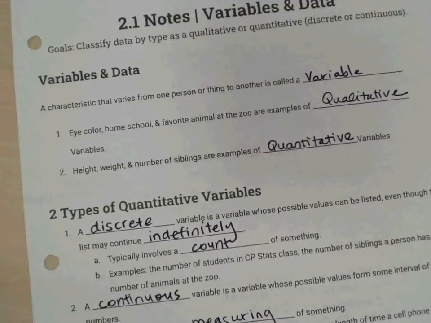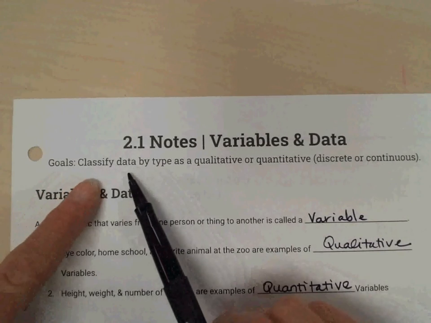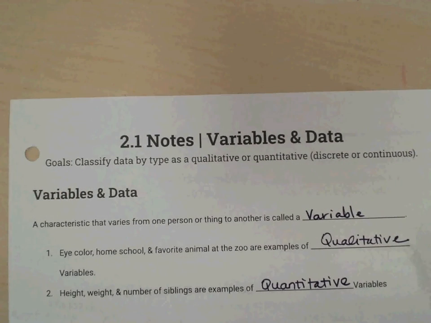So that concludes our notes. As we took a little bit more time, I feel like more and more people were starting to catch up with this goal for today, to classify data by type, as qualitative or quantitative, and discrete versus continuous. More practice, in Math Excel 2.1, you can go ahead and get started.